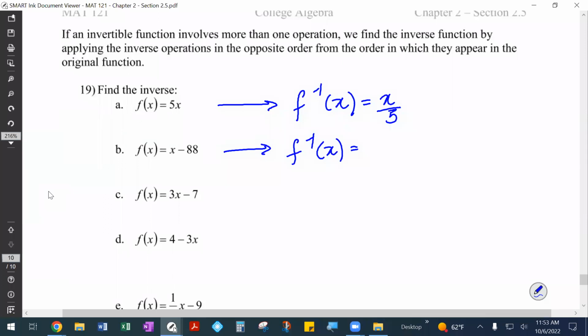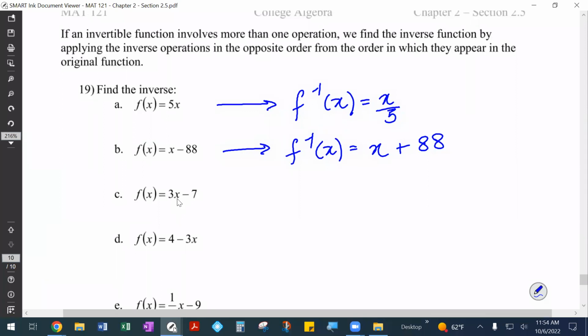There you go. So since you're subtracting, the inverse function would be adding: x plus 88. Very nice. So those were single operations. Now here, we've got 2 operations, right? Because when we first look at x, would you multiply by 3 first or subtract the 7 first? How would you solve this? So if you knew the value for x, what would you solve first?